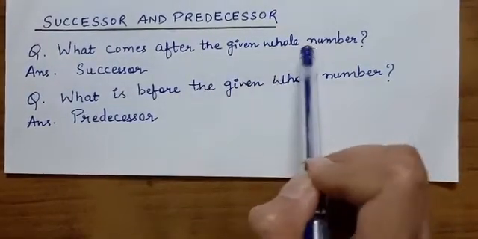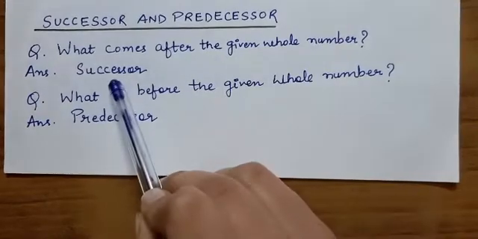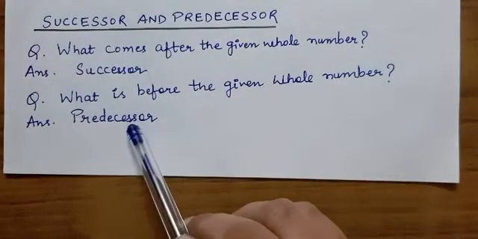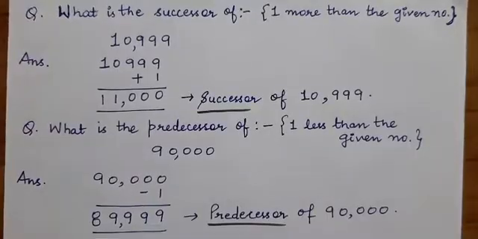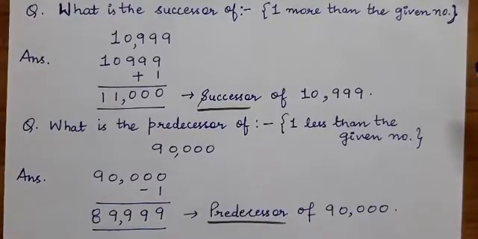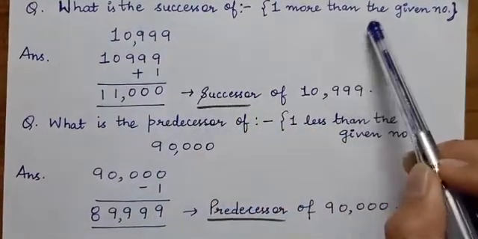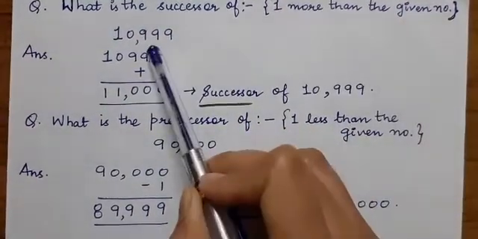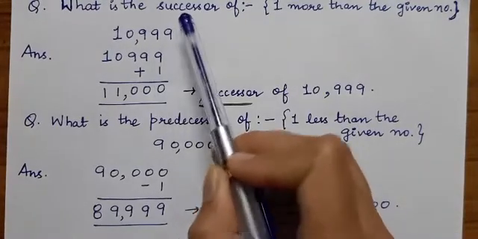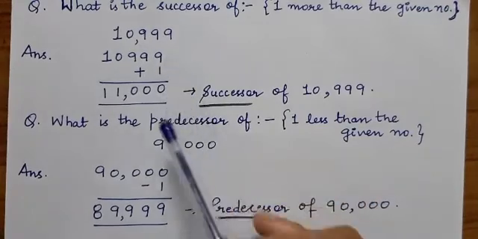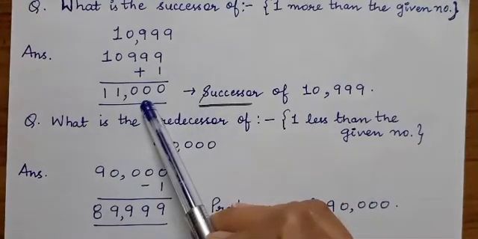Successor and predecessor, I have written two questions for this. What comes after the given whole number? The answer will be successor. And what is before the given whole number? The answer is predecessor. I am considering two examples over here. First is, what is the successor of 10,999? Successor means one more than the given number. Whenever you want to find the successor, you add 1 to the number. So the answer here is 11,000.